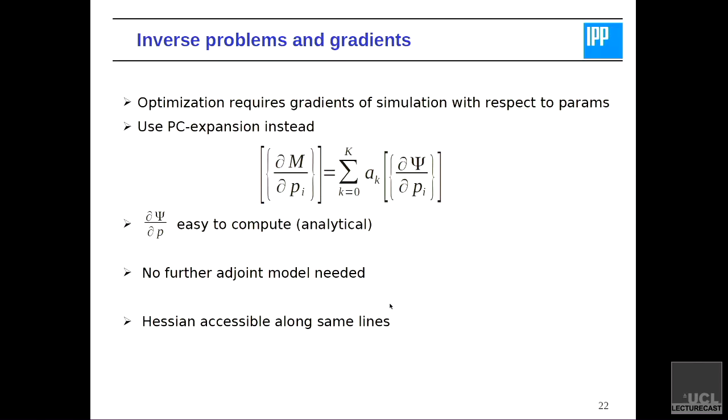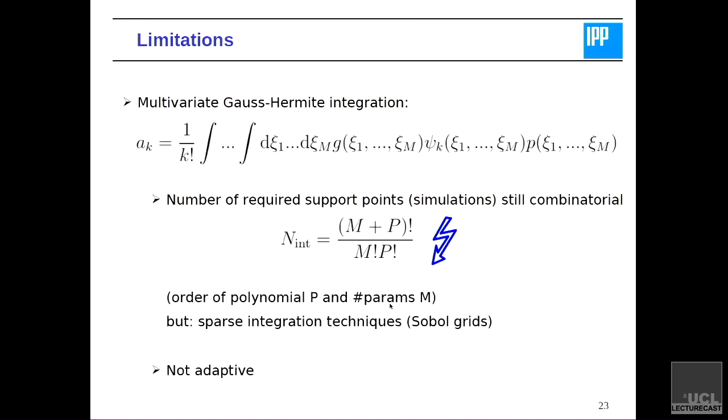Once we have this, using the polynomial chaos expansion, we can calculate the gradients if we need to optimize things. We don't need further adjoint models. If necessary, you can also build the Hessian. The limitations, and there always are limitations, is that as your problem size in terms of the number of inputs grows, your number of integrals is going to grow quite strongly. But I've already mentioned sparse integration techniques can help you with that. Another issue is that the basic approach here is not adaptive in that if you build it as a whole, you don't zoom in on the regions where things are surprising.